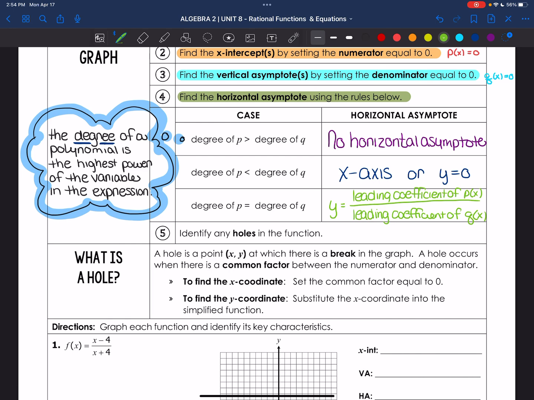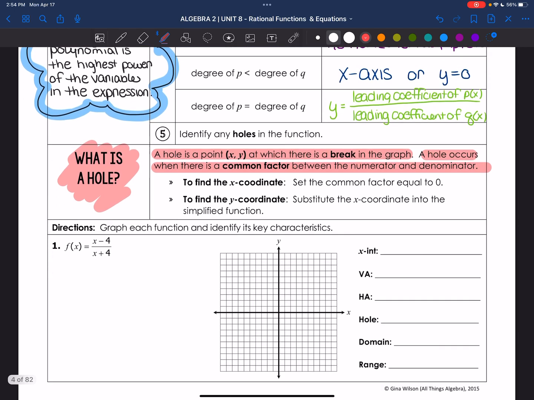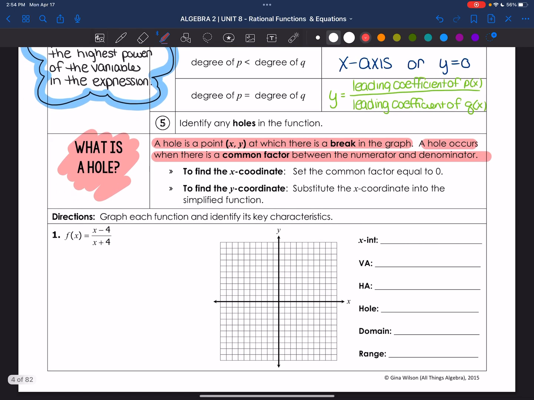And then, once we've got all of that, we need to see, are there any holes in our function? So that begs the question, what exactly are the holes of a function? A hole is going to be the point at which there is a break in the graph. A hole occurs when there is a common factor between the numerator and your denominator. So to find the x coordinate, you're going to set that common factor equal to 0. And to find the y coordinate, you'll just simply substitute that x in and go from there.